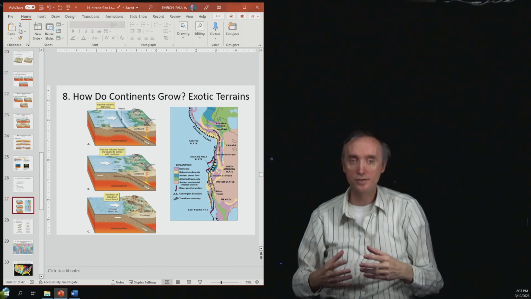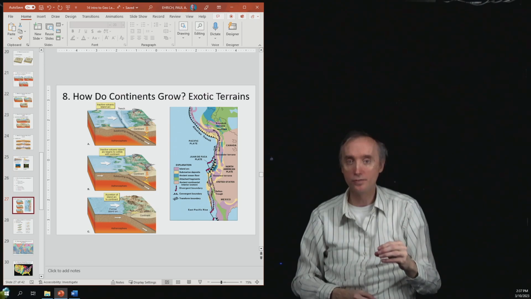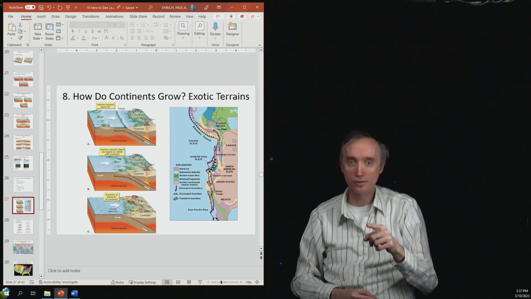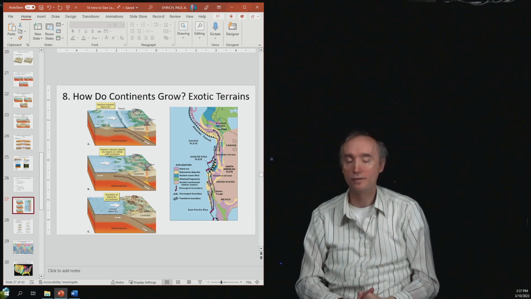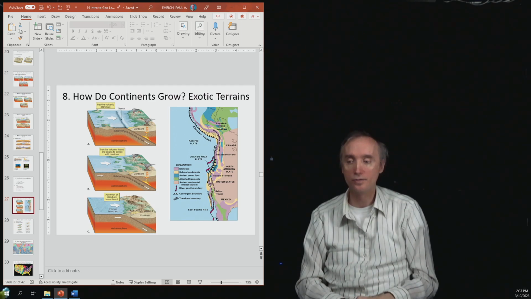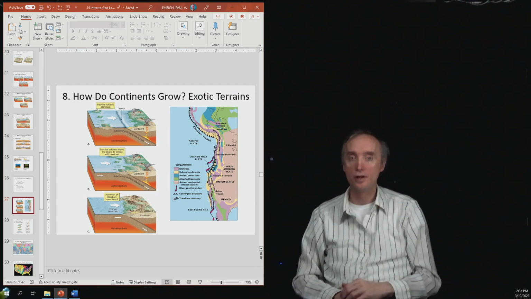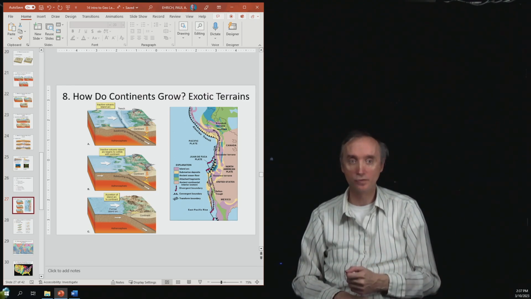So these islands and microcontinents are going to be called exotic terranes. And they can be welded onto the side of an existing continent. And so in the picture there, it shows a picture of the western coast of the United States, and it shows all of those little exotic terranes that over the course of many millions of years have been welded onto the west coast. So it's very difficult to figure out, where did those chunks come from?